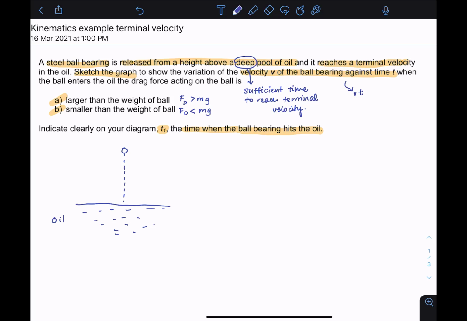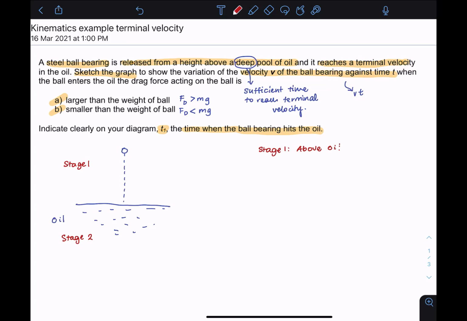So to do this question, what we need to do is actually stage it, because the ball bearing behaves differently when it is above the oil and below the oil. So in the first stage, this is stage 1, it is actually above the oil. And in the second stage, stage 2, it is actually inside the oil.